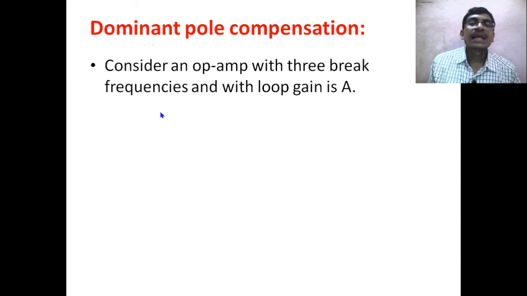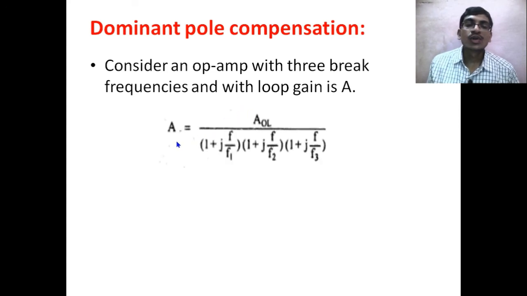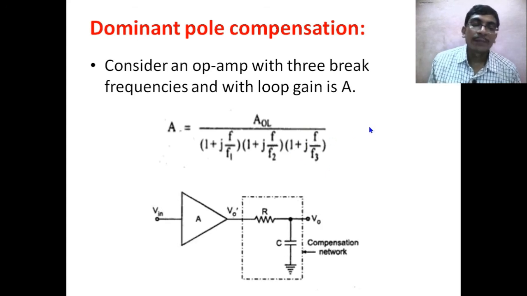Let us see an amplifier with three break frequencies and with loop gain A. The loop gain is A, which is given as A_OL divided by (1 + j f/f1)(1 + j f/f2)(1 + j f/f3), where f1, f2, f3 are the three break frequencies or corner frequencies of the operational amplifier.